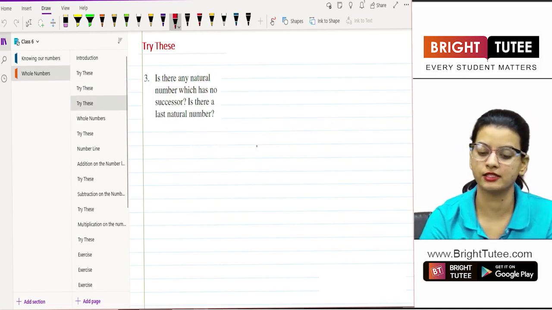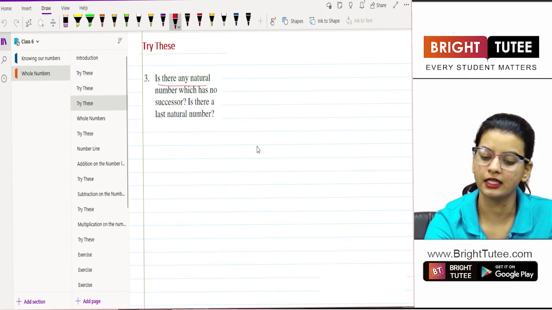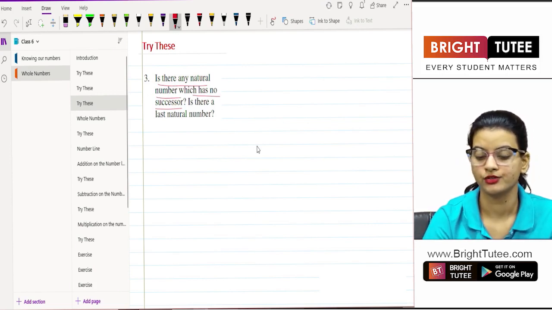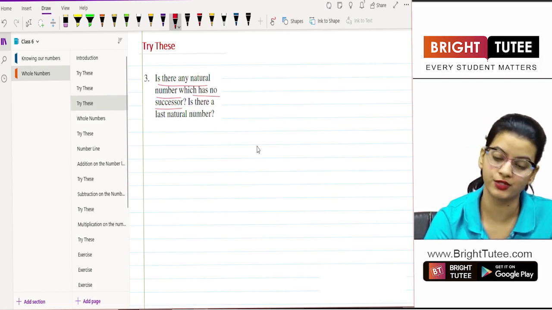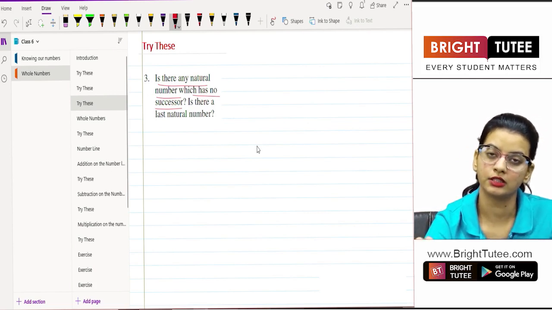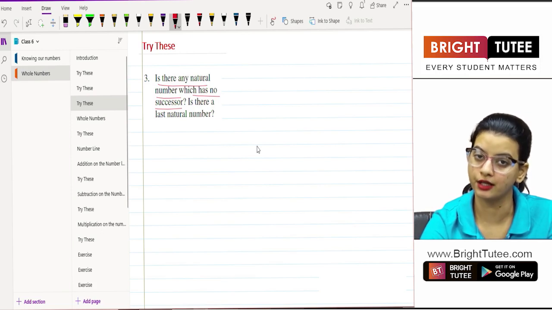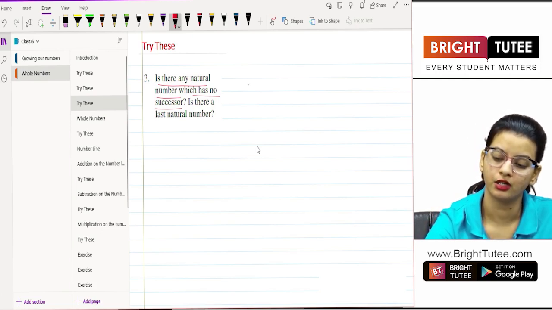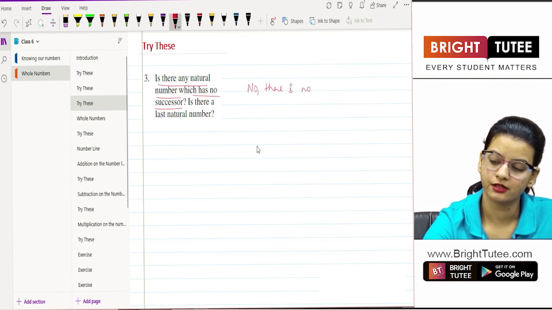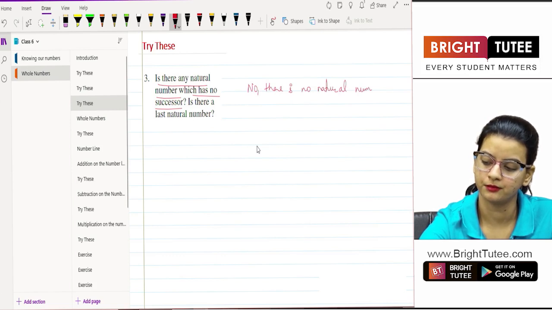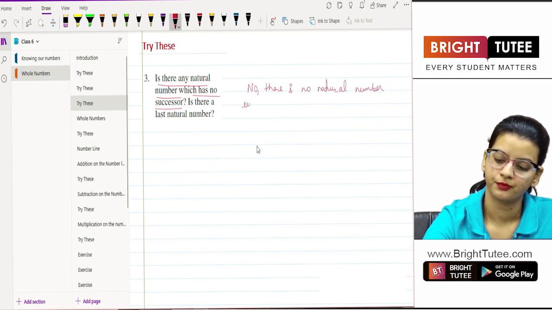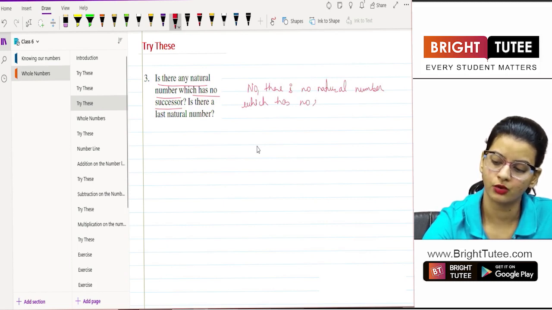Next, is there any natural number which has no successor? The natural numbers start with 1 and continue till infinity, so no, there is no natural number which has no successor.